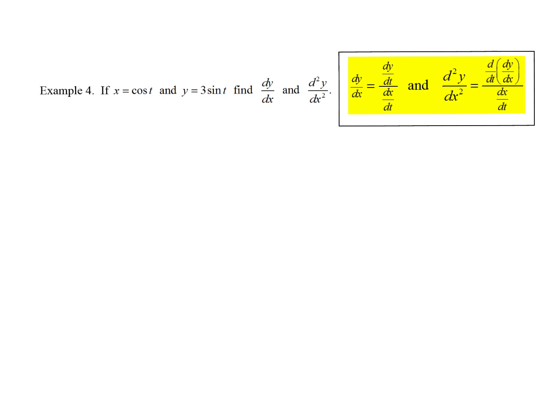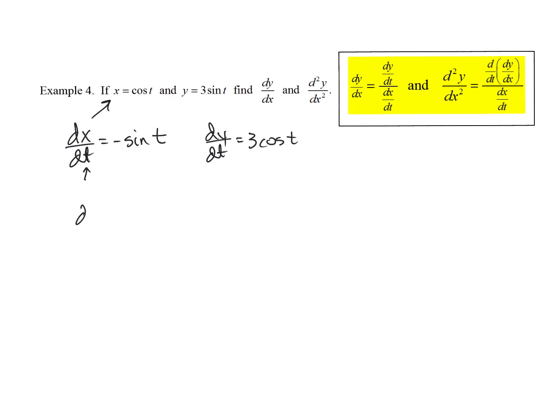Our first step is to take the derivative of x with respect to t. What's the derivative of cosine of t? Negative sine of t. You're doing this with respect to t, so it's not like you have an inner function here. Then we'll do dy/dt, for 3 sine of t. What's that derivative? 3 cosine of t.